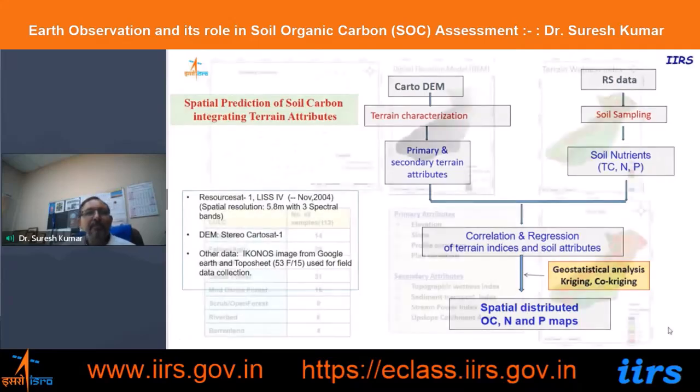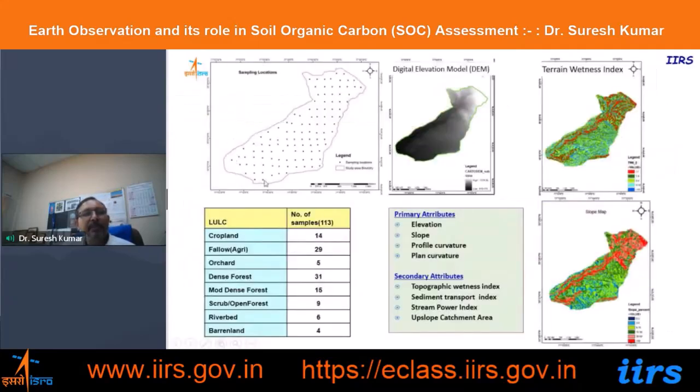So you can see we have taken one watershed area, where we have done a very regular interval soil sampling. We have taken 130 soil samples in a very small area of 50 square kilometer. And this is the digital elevation model.